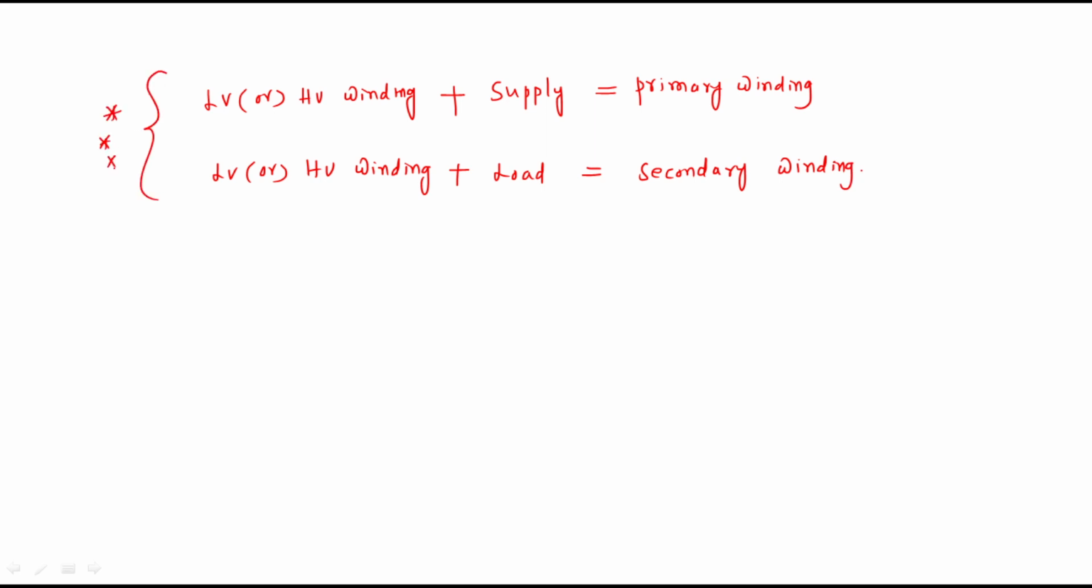Whenever we have a supply voltage between two terminals, then only we can call it primary winding. Without any supply voltage, that winding is called LV or HV winding only. But when we have supply as well as load between two terminals, that winding is called secondary as well as primary winding.